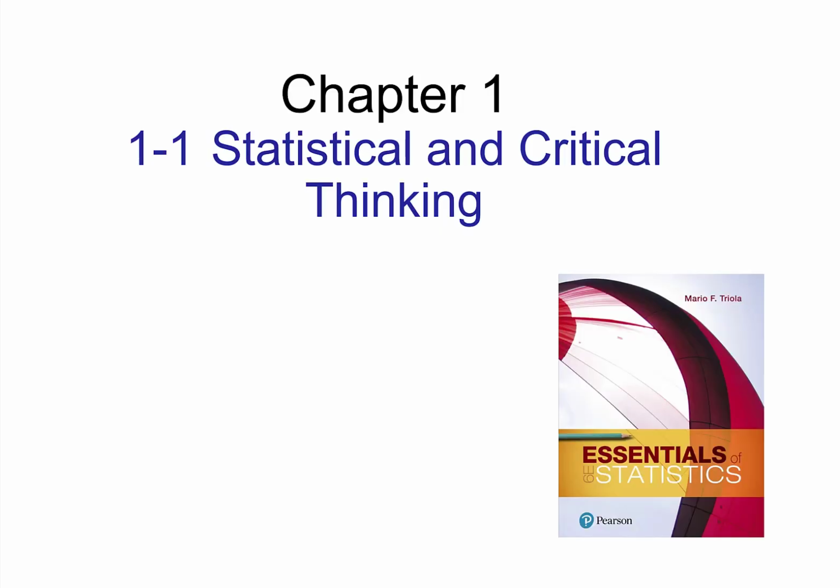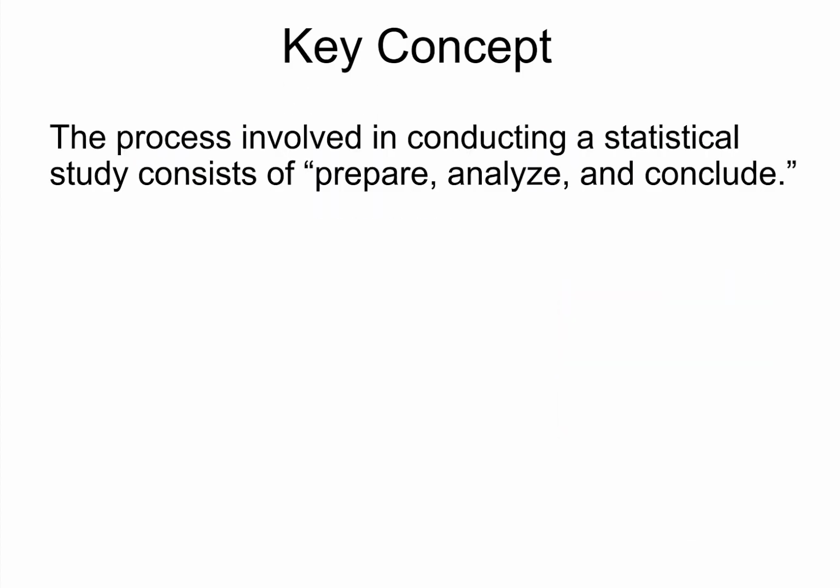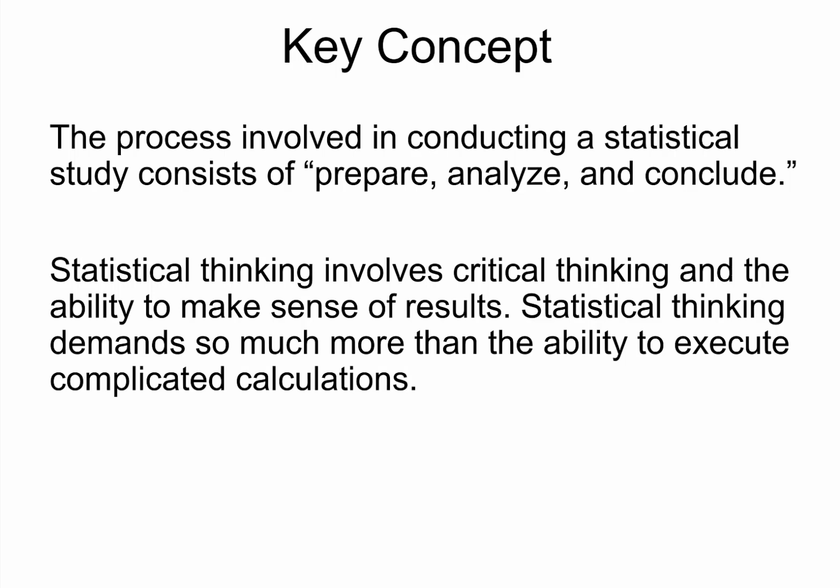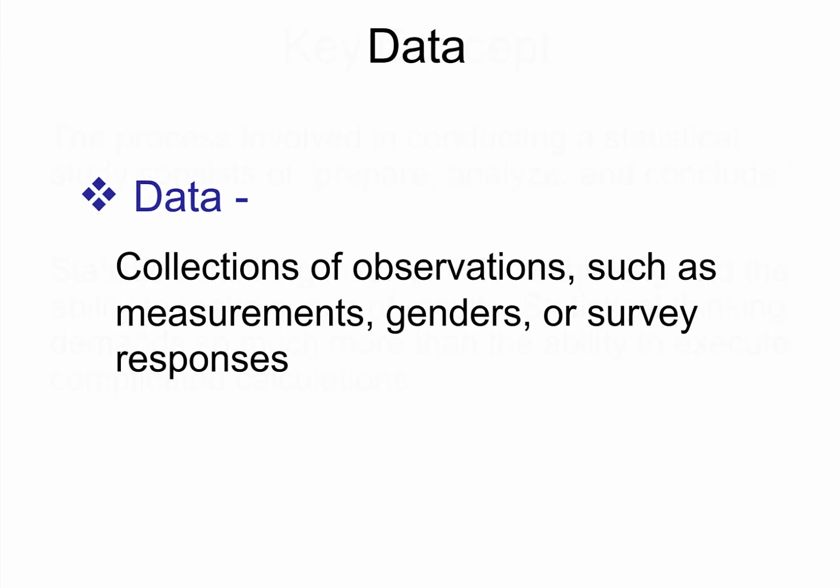Section 1.1, Statistical and Critical Thinking. The process involved in conducting a statistical study consists of prepare, analyze, and conclude. Statistical thinking involves critical thinking and the ability to make sense of the results. It demands so much more than just the ability to execute complicated calculations.